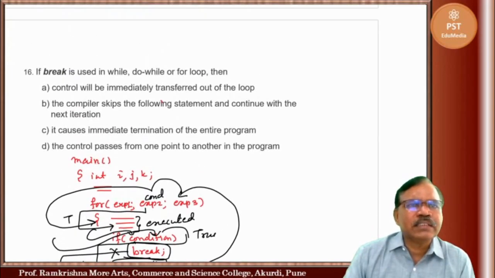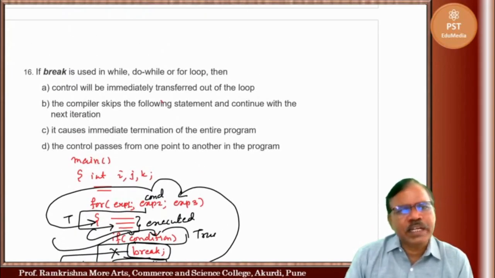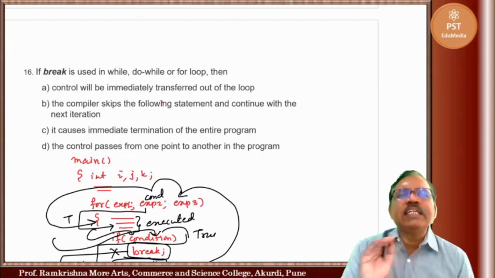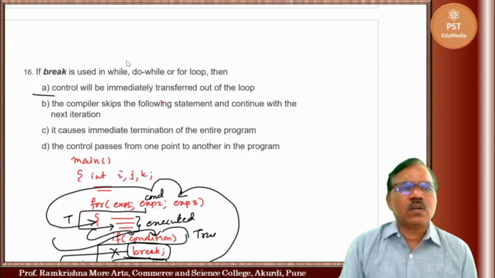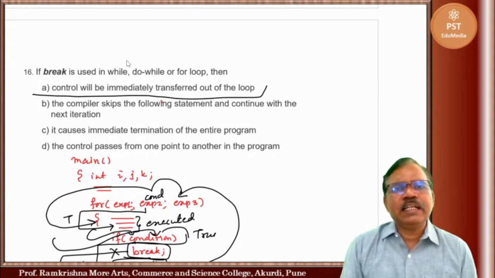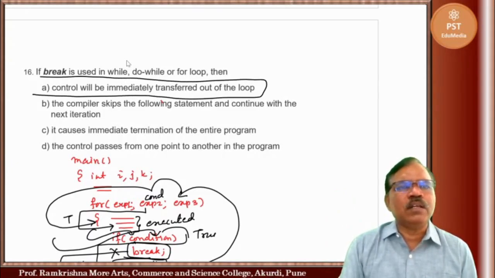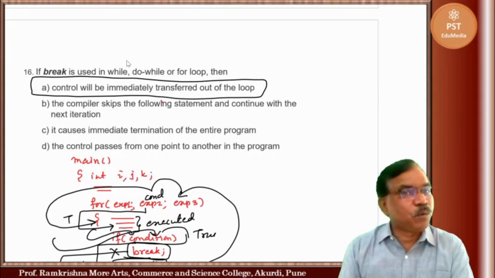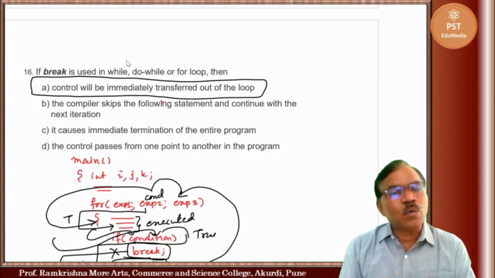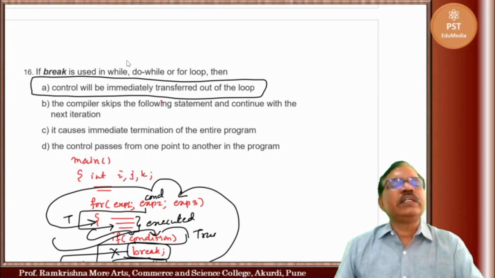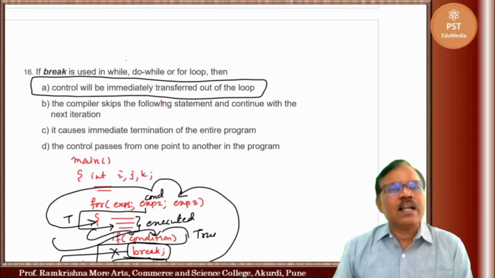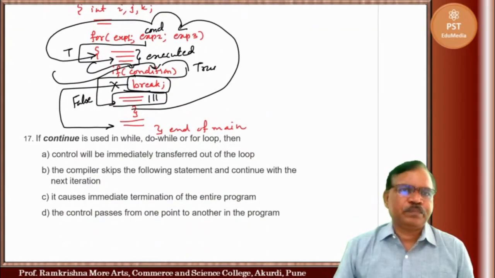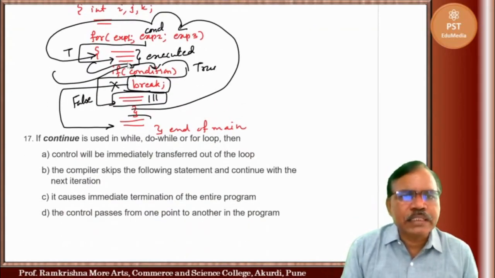Means here what happens? When break is executed, control will be immediately transferred out of the loop. It will not go out of the program. It will go outside the loop. It will execute statements which are there after the loop. So here these statements may be executed.